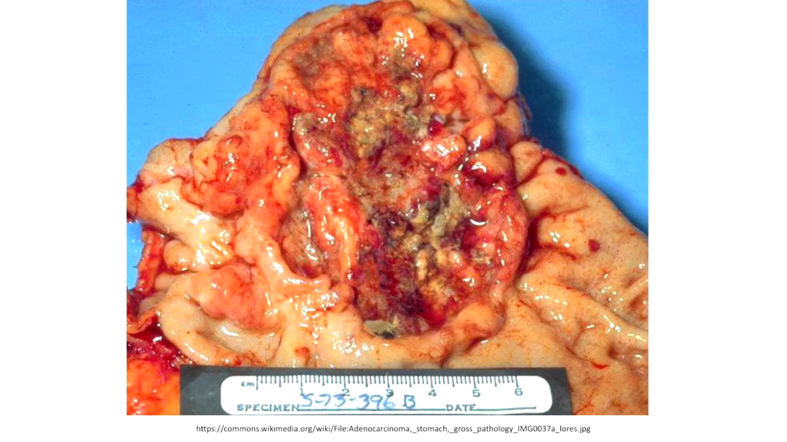Here is a gross image of adenocarcinoma of the stomach in a gastrectomy specimen. Notice the fungating, ulcerated surface with heaped up borders that is obstructing the gastric lumen.